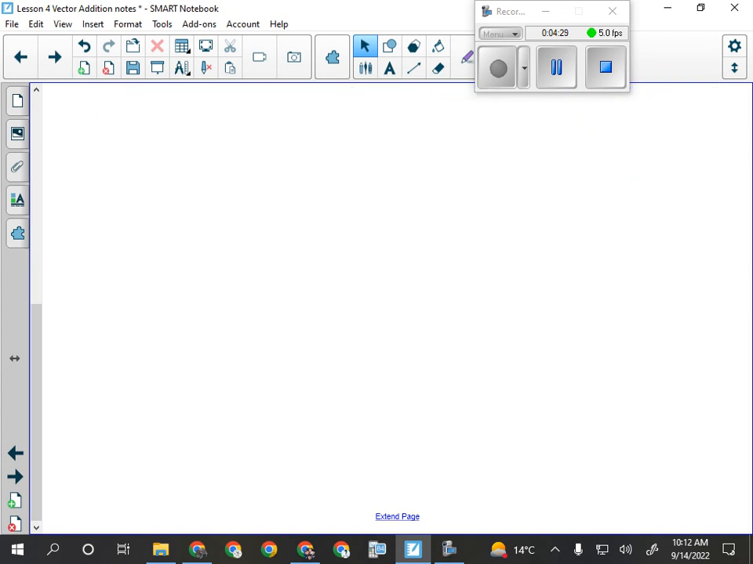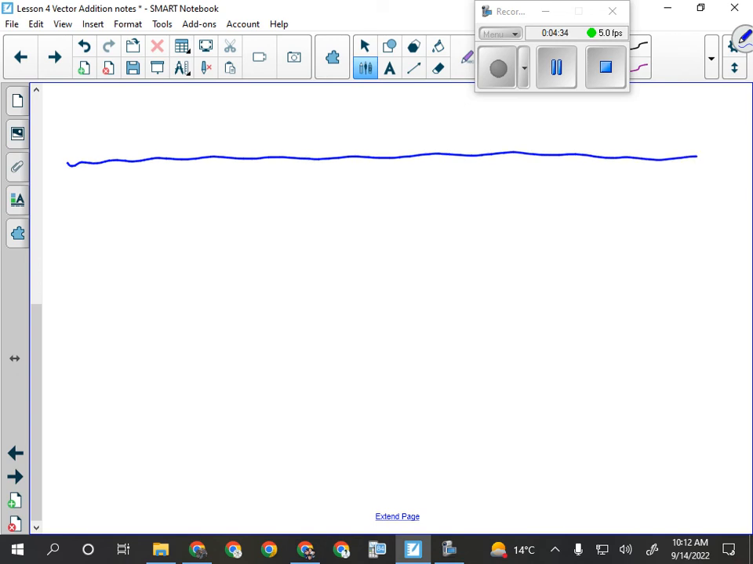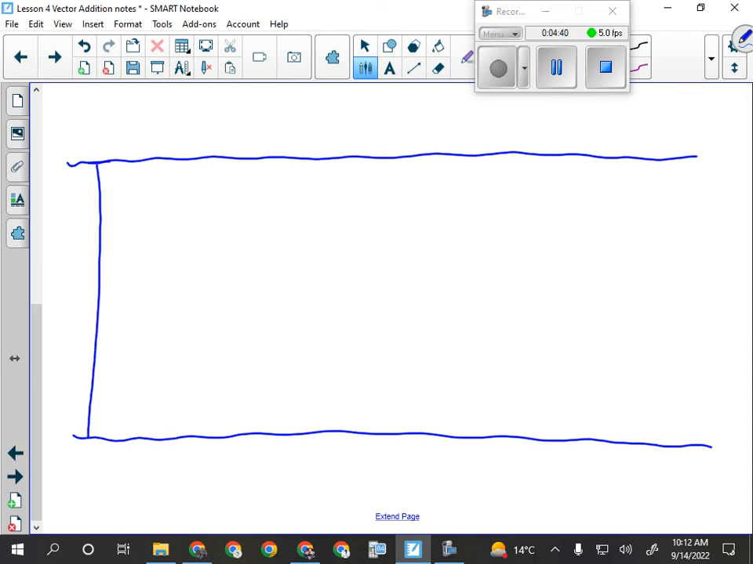So here's how we set up a boat question like this one. This is one of basically two kinds. Here's my river. I know that it is 200 meters across. I know that the person rowing can row at 3.5 meters per second, and that's directed north.